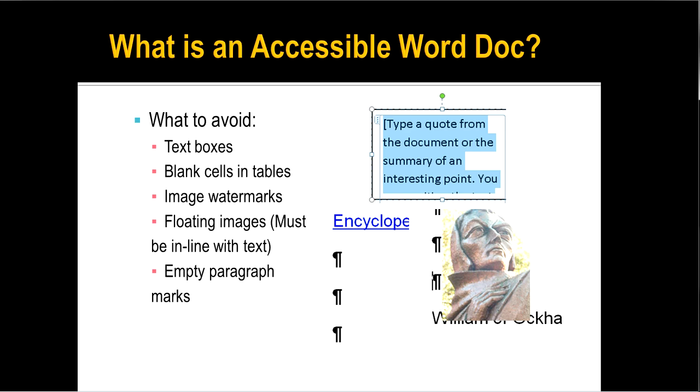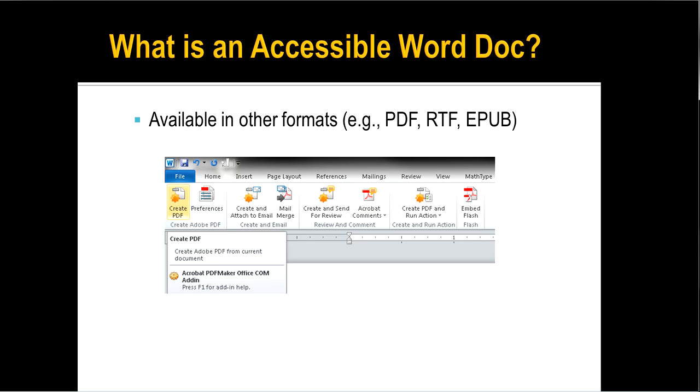Some features that should be avoided in Microsoft Word because of the accessibility problems they cause are text boxes, blank cells and tables, image watermarks, floating images, and blank characters. Finally, Word documents should be made available in other formats, such as PDF, RTF, and/or EPUB, which students will be able to open with other programs that are available for free.